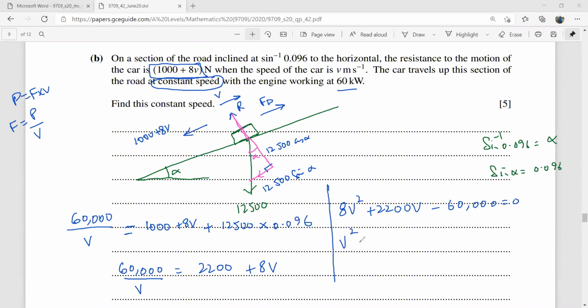If you see that 8 is common from here, you can just lighten up your equation. This is V squared plus 275V minus 60,000 divided by 8, that is 7,500. Okay. And now you use a quadratic formula and let's see what do we get. Okay, so after using the quadratic formula, you have V equal to 25 meters per second. Please show a step of that quadratic formula being applied, okay?